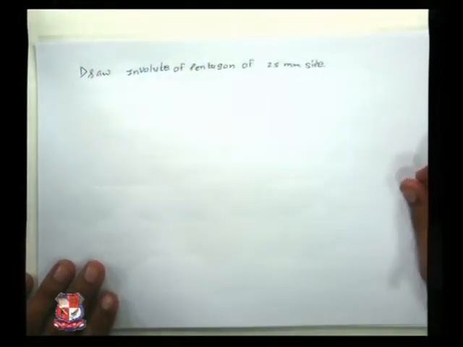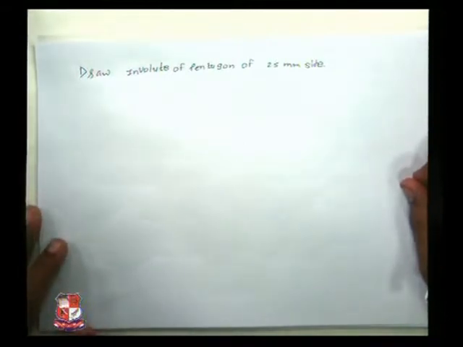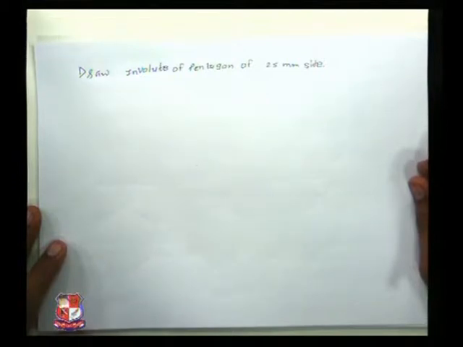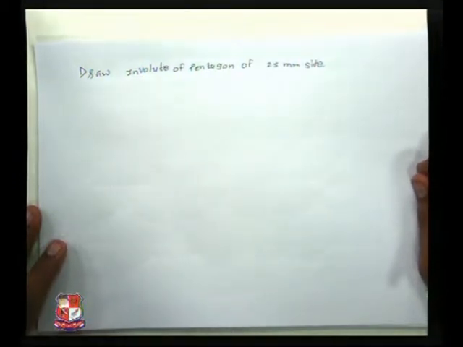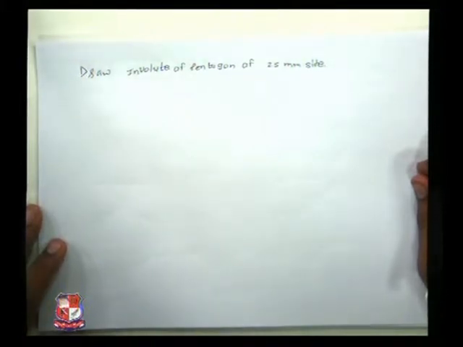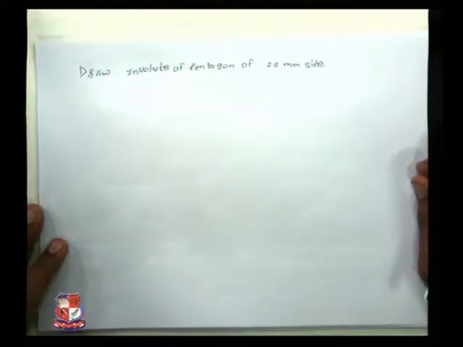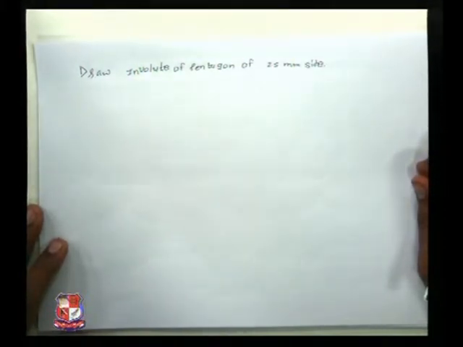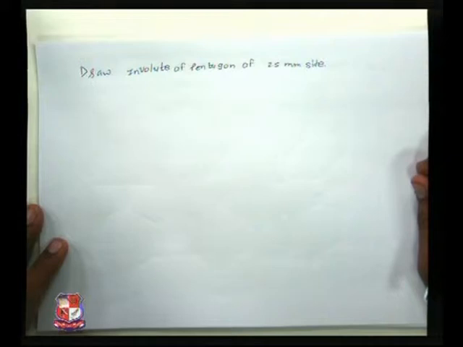we need to draw the involute of a pentagon of 25 mm side. Now when we talk about an involute, what is the meaning of involute? Involute is the curve traced when any polygon is converted into a string.